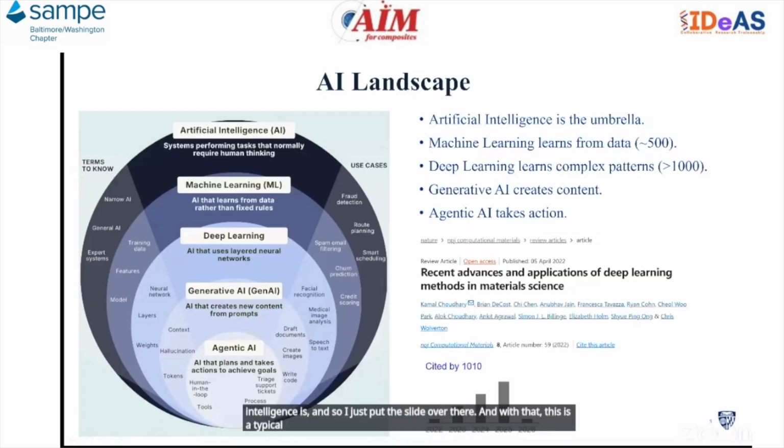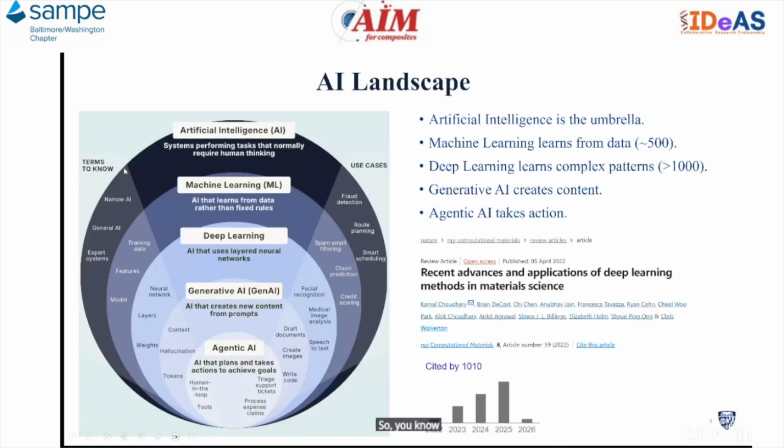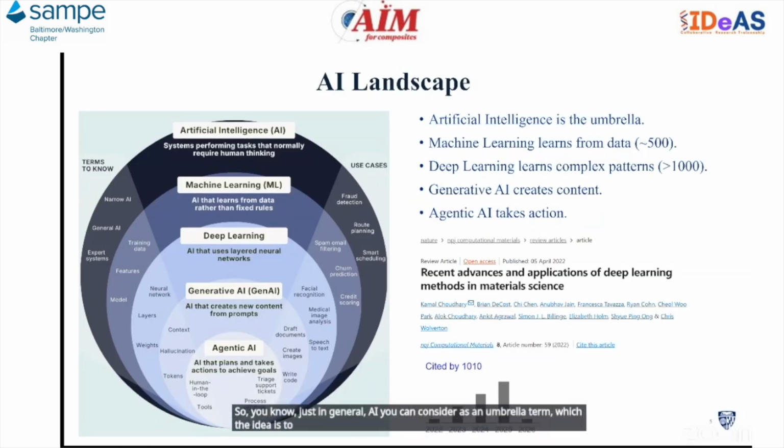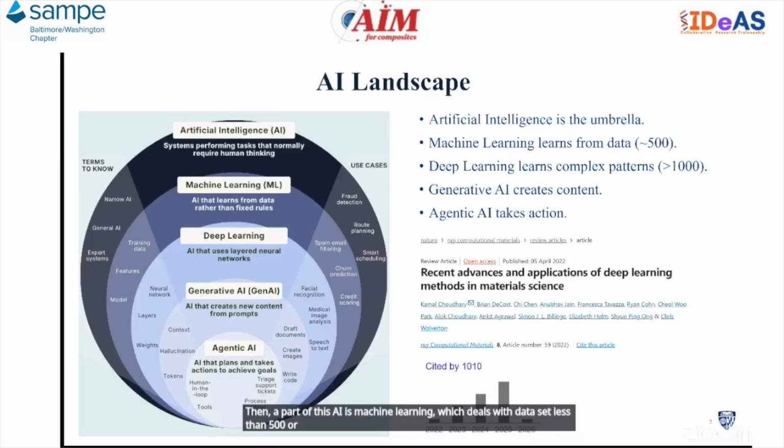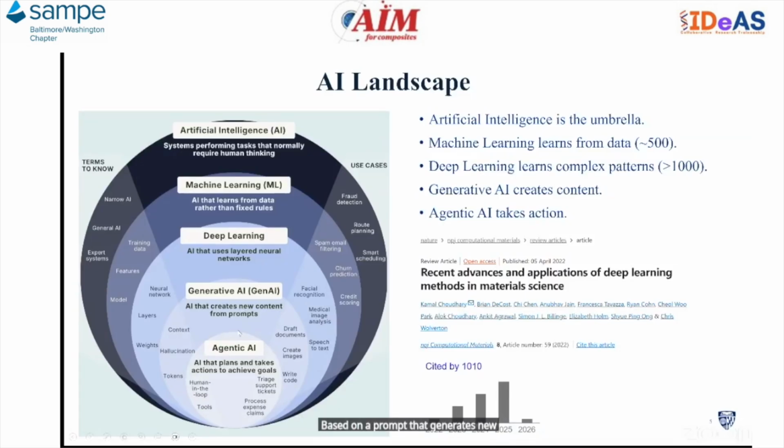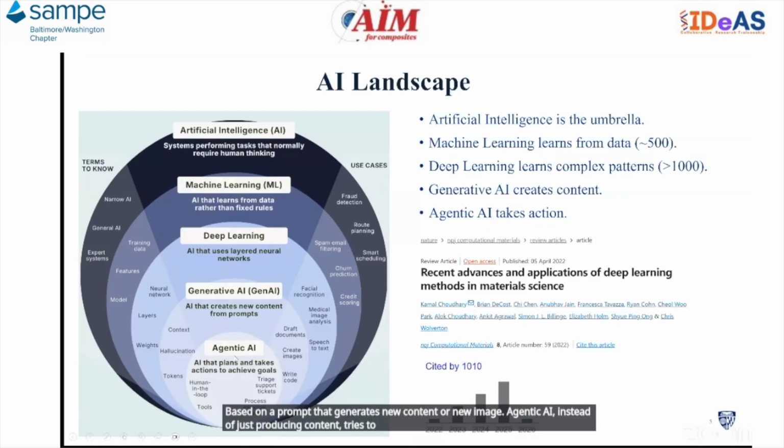And with that, this is a typical landscape of AI. Just in general, AI you can consider as an umbrella term, where the idea is to mimic human brain or neurological functions. Then a part of this AI is machine learning, which deals with data sets of less than 500 or close to 500 data points. Deep learning usually requires neural network architecture, perceptron, and requires a massive amount of data. Generative AI, based on a prompt, generates new content or new images. Agentic AI, instead of just producing content, tries to take actions, and that's a key differentiation of agentic AI compared to other AI models.